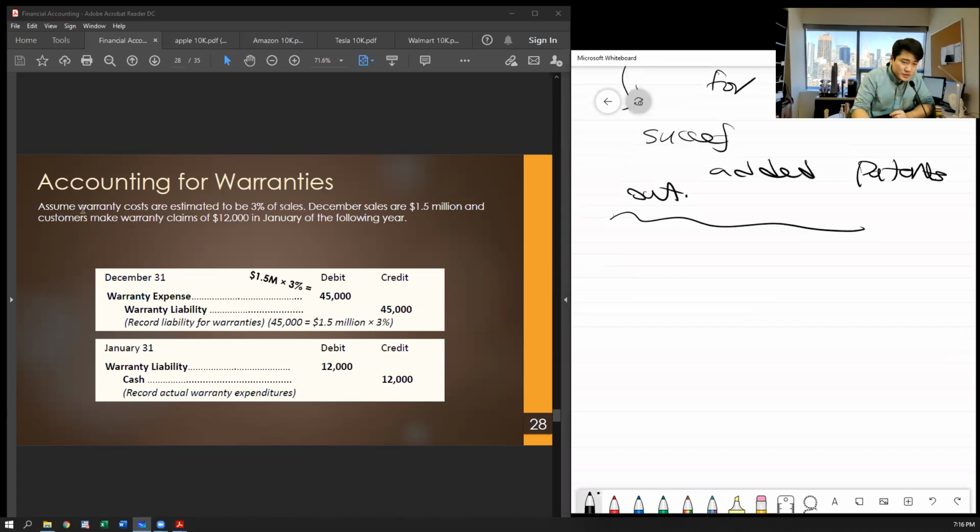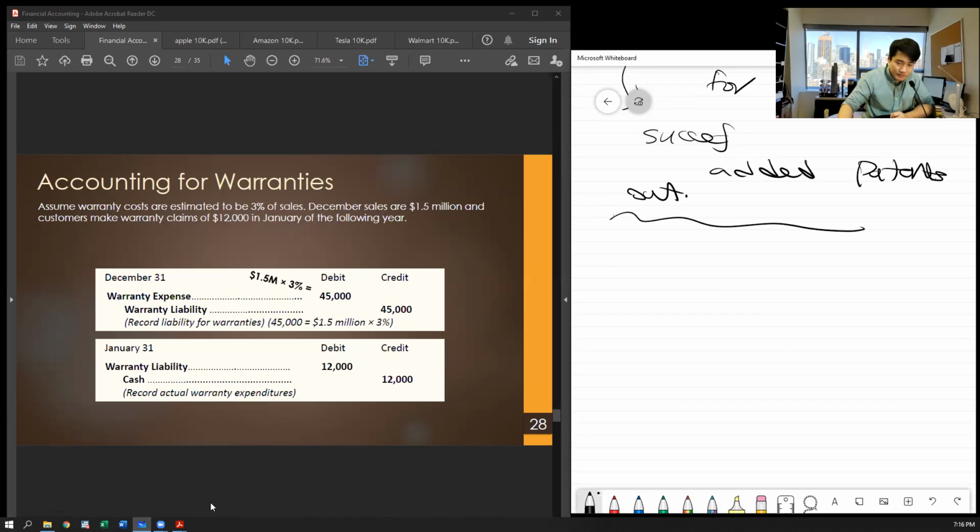So the company assumes that the warranty costs are estimated to be 3% of the sales. December sales are $1.5 million. Customers make warranty claims of $12,000 in January during the following year. So basically these are the journal entries.